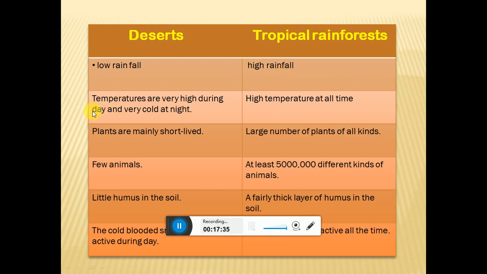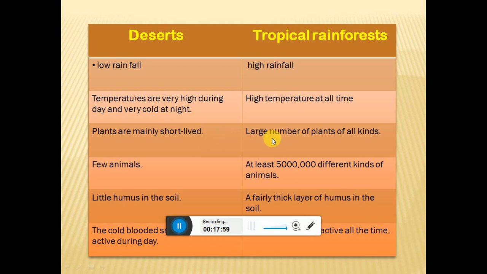In the case of deserts, temperatures are very high during the day and very cold at night. But in the case of tropical rainforests, there are high temperatures all the time. In the case of deserts, plants are mainly short-lived because of the low rainfall, as they need water for their growth.